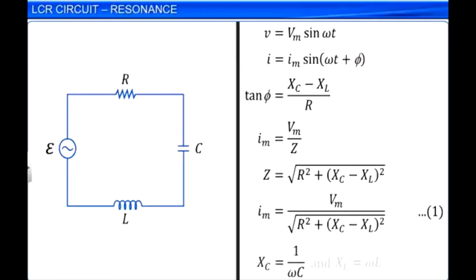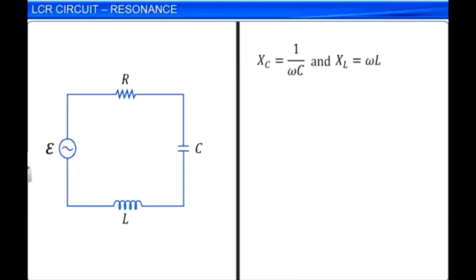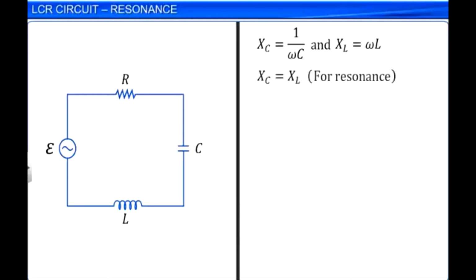For resonance in an LCR series circuit, the amplitude of the current in the circuit should be the maximum. For this, the necessary condition is Xc should be equal to XL. Substituting the values of Xc and XL in the expression, which is the condition for resonance, we get 1 by omega C equal to omega L, or omega square equal to 1 by LC. On further simplification, we get omega is equal to 1 by square root of LC. Let this be equation 2.